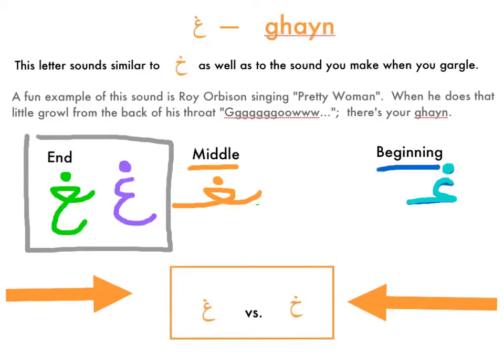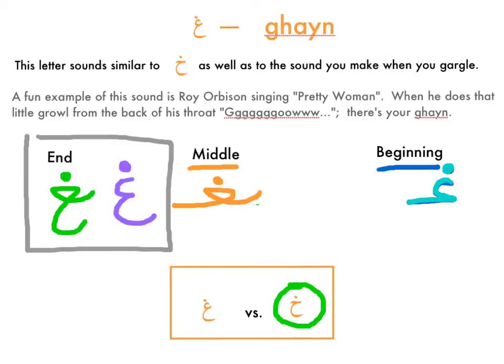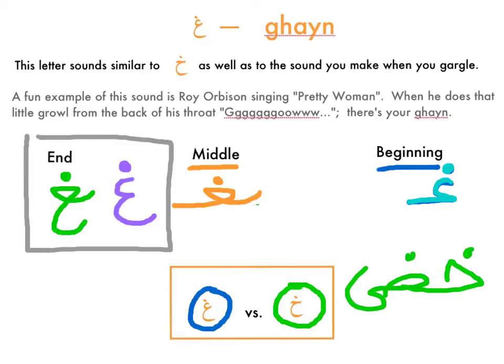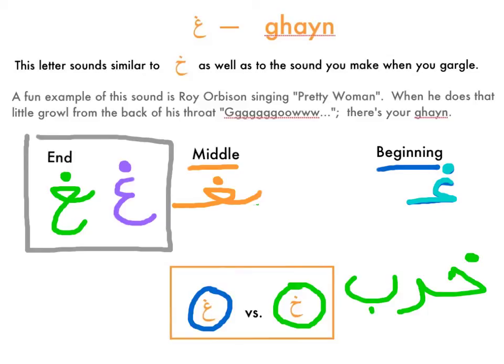Now let's take a look at ghayn versus DHaa. First word is khad, versus غض with ghayn. Once again, khad with kha versus غض with ghayn. Another example is the word kharaba with kha versus gharb with ghayn. Listen to me once more. Kharaba with kha versus gharb with ghayn.